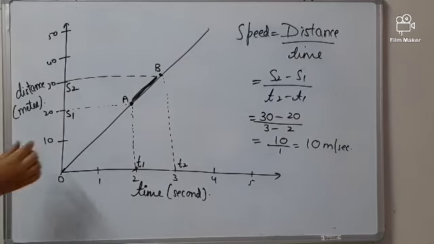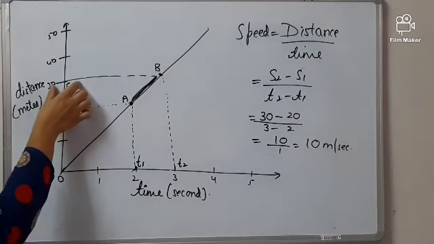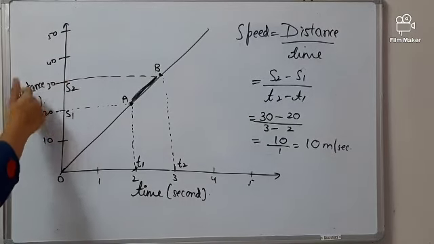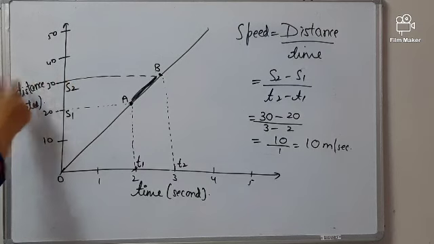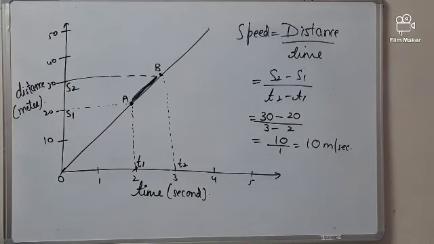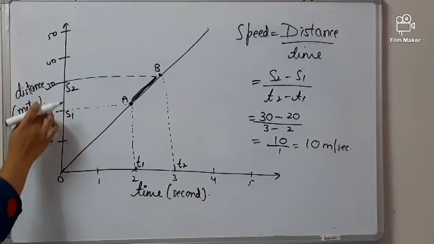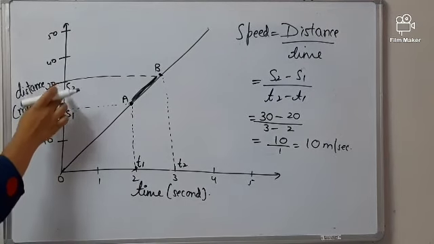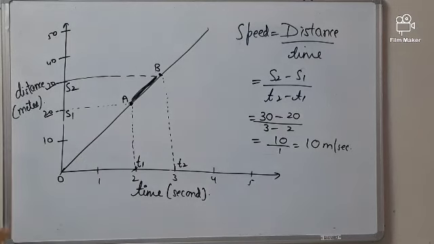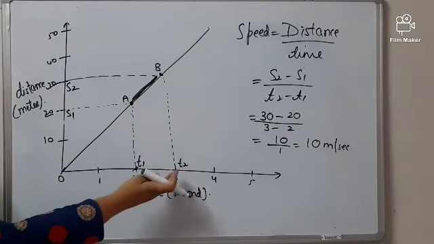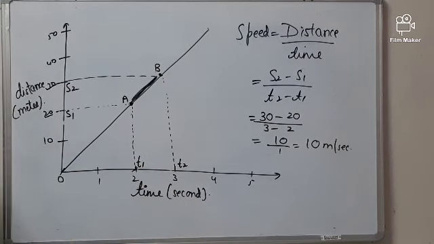Look here. If you start from 20 and after some time you reach distance 30, what is the distance you covered? Have you covered 30 kilometers here? Or have you covered 10 kilometers? So what you have to do is, the final position minus the initial. So S2 minus S1. I have written there, divide by time. Time also, final time minus initial time. So T2 minus T1.